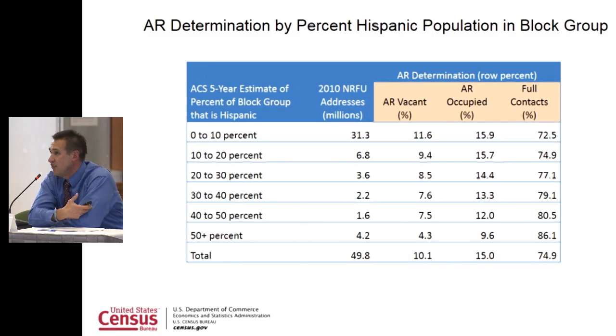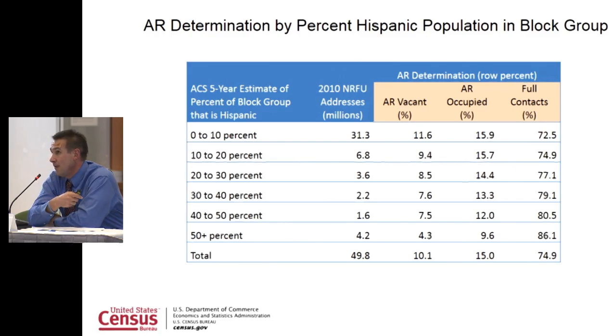As I said, there were just under 50 million addresses in NRFU in 2010. The remaining three columns show the row percents: how much of the data in this run was vacant, occupied, and getting full contacts. Again, we see areas that were 0 to 10%, that's where we're doing more of our determinations based on this particular cut of the data.